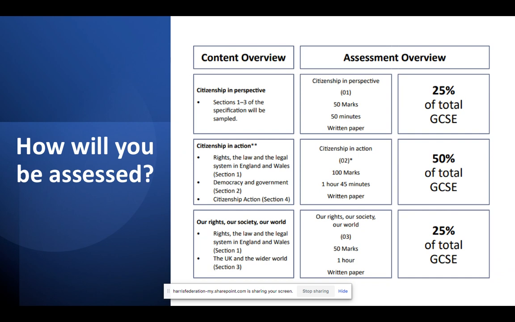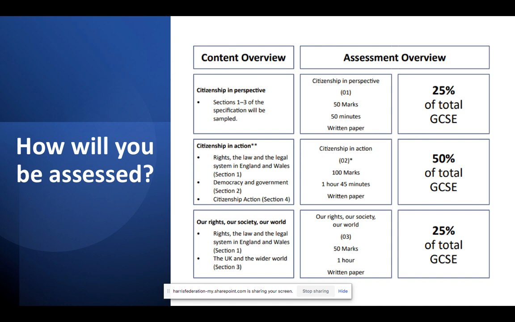So, how will you be assessed? Our exam board is OCR, and it's 100% examination. There'll be 3 exams that are each weighted differently. The first exam, Citizenship in Perspective, incorporates sections 1 to 3, so that's rights and responsibilities, the UK and the wider world, and democracy and government. It's a 50-minute paper worth 50 marks, and it's 25% of the total GCSE. This particular paper is completely multiple choice.